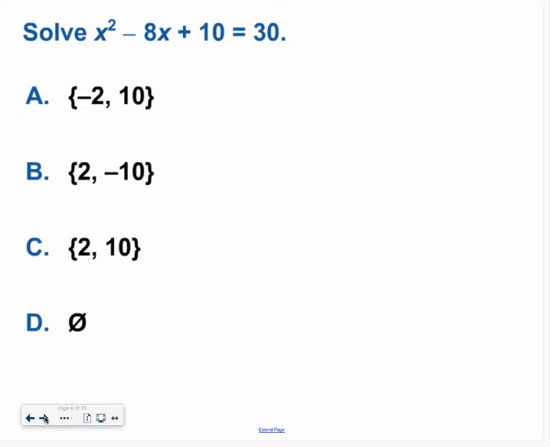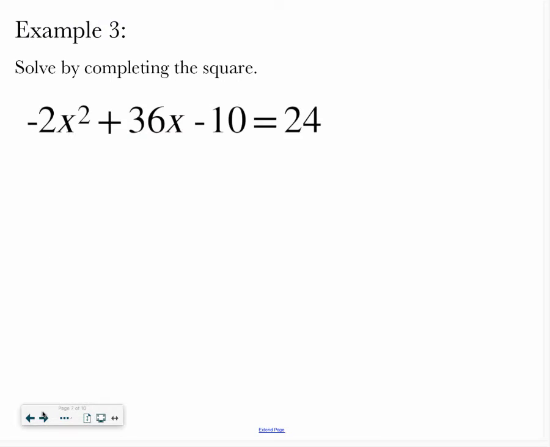Why don't you go ahead and solve this one? Hopefully you ended up with -2 and +10. If you have questions, please be sure to reach out for some help.